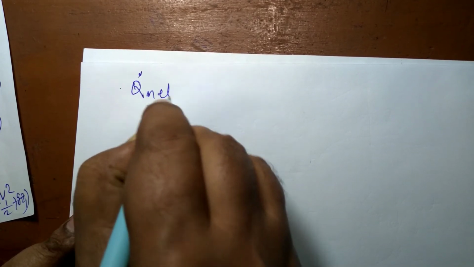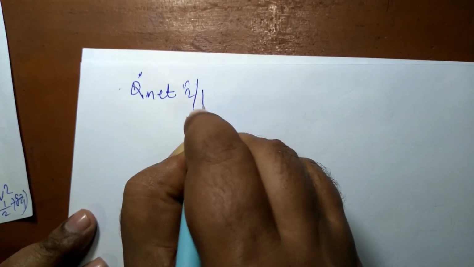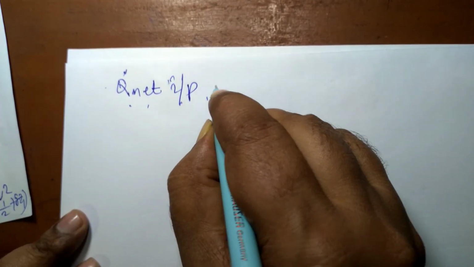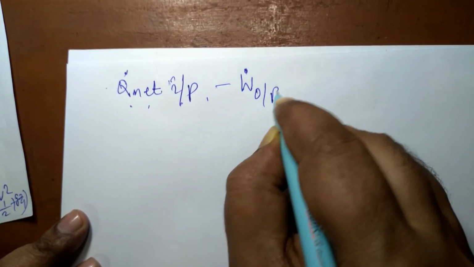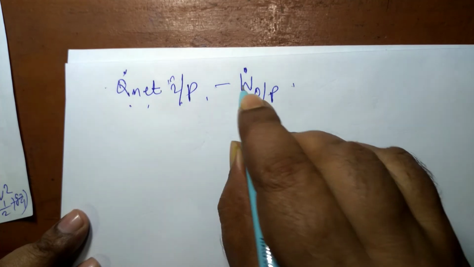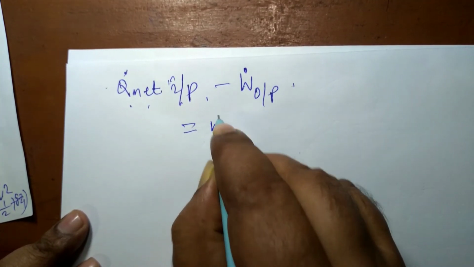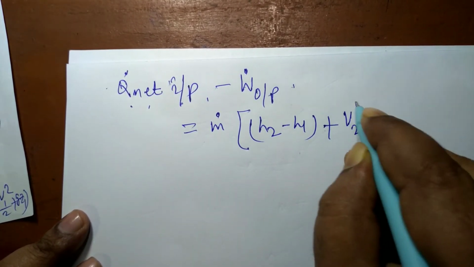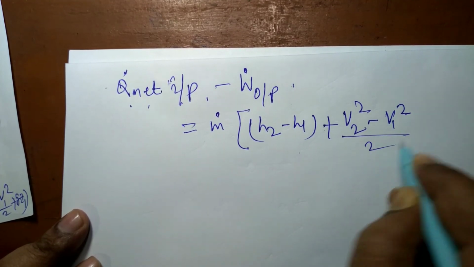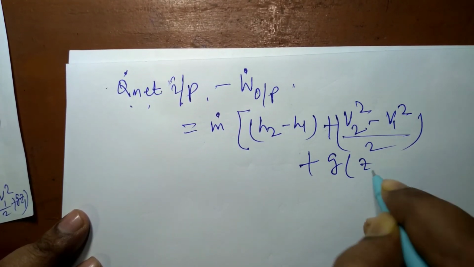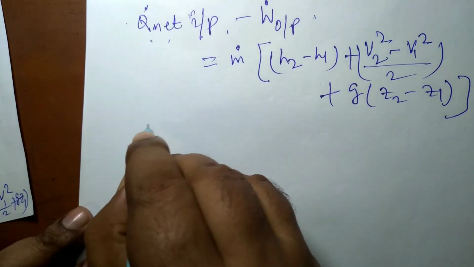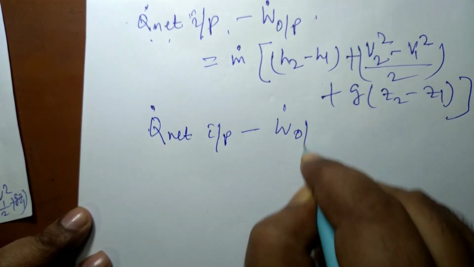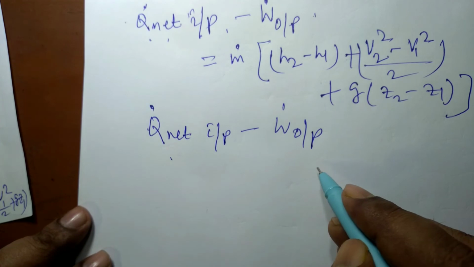Q dot net input, the rate of net heat input into the control volume, minus W dot, the rate of work done by the control volume, net work output, is equal to m dot times h2 minus h1 plus v2 square minus v1 square by 2 plus g times z2 minus z1. So I can write Q dot net input minus W dot net output. By writing like this, you will have clarity of understanding.